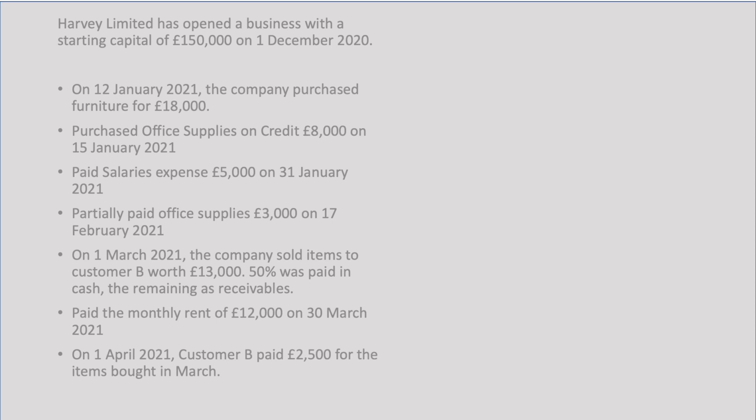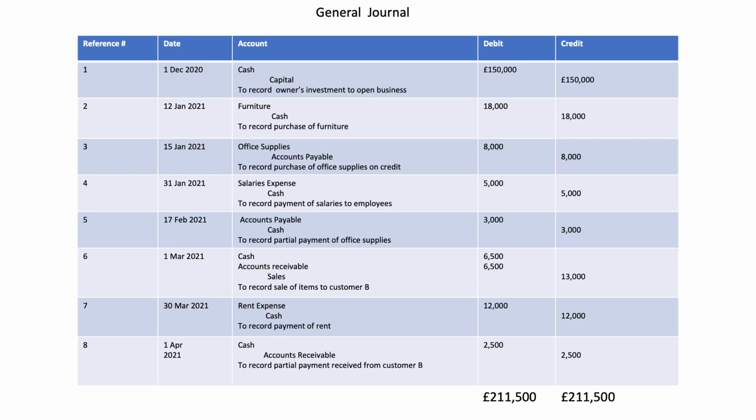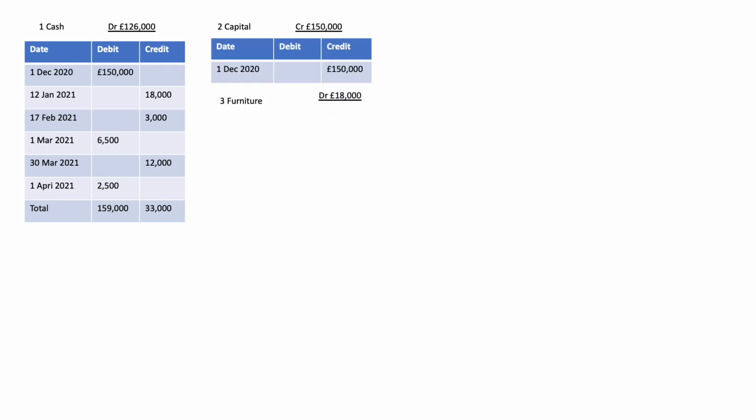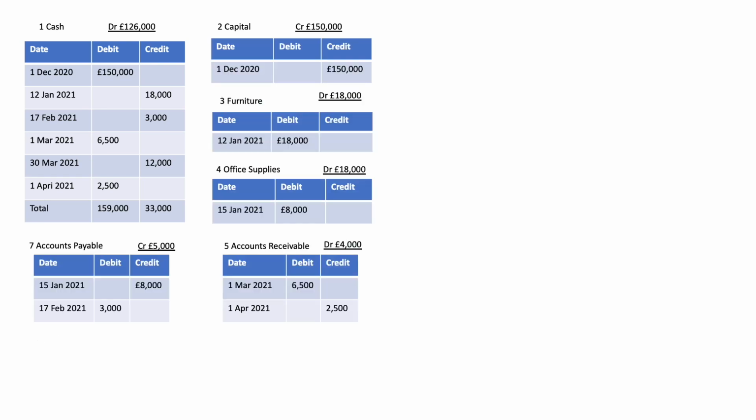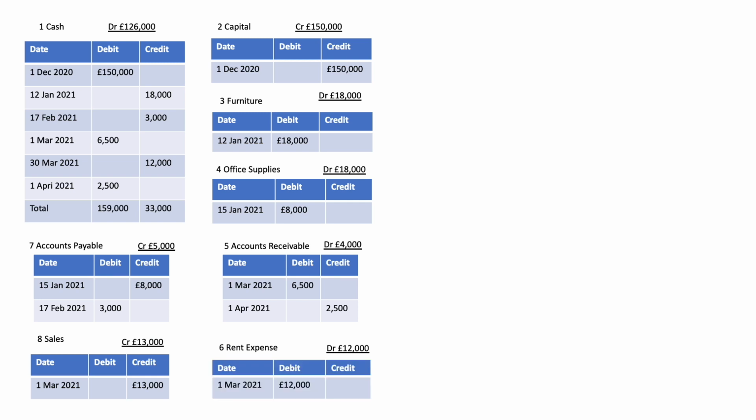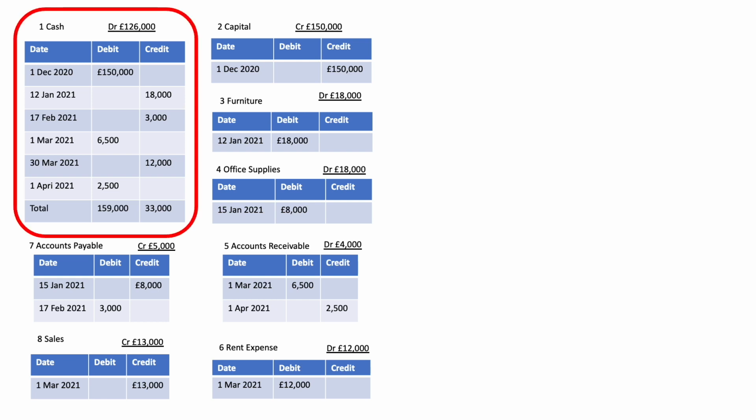So this is what the general ledger for Harville Limited should look like. Take note that debit balances must always equal credit balances. Each of the journal entries moved are posted to the individual accounts in a ledger. A debit in a journal entry is always a debit when transferred to a ledger. The debits and the credits of each account are totaled, and the difference is the balance of such account. For example, in the cash account, the difference is a debit of £126,000 after deducting the debit and credit balances.